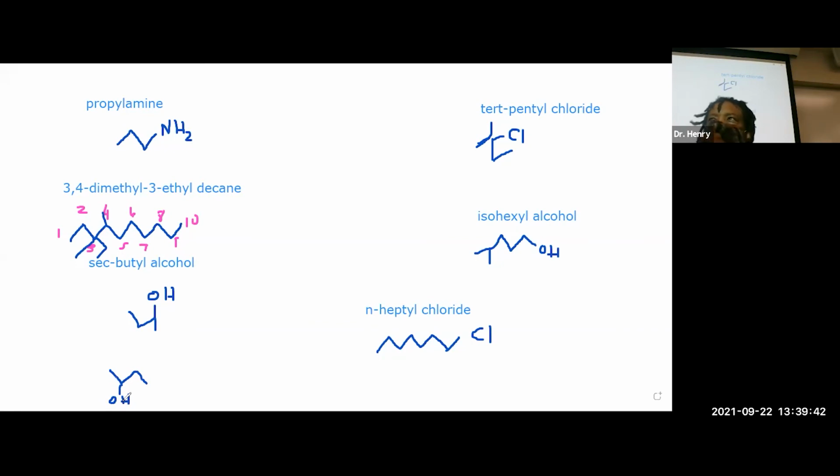Okay, so what does sec stand for? What's that? Second, what's that? 3? No, secondary. So it's like a secondary carbon. So 3, tertiary, secondary, and then we have iso, right?